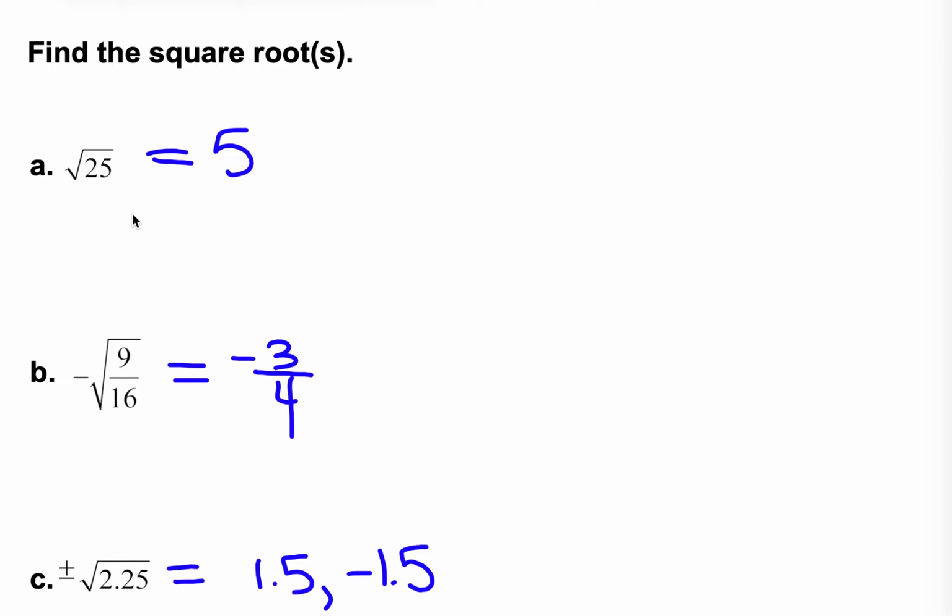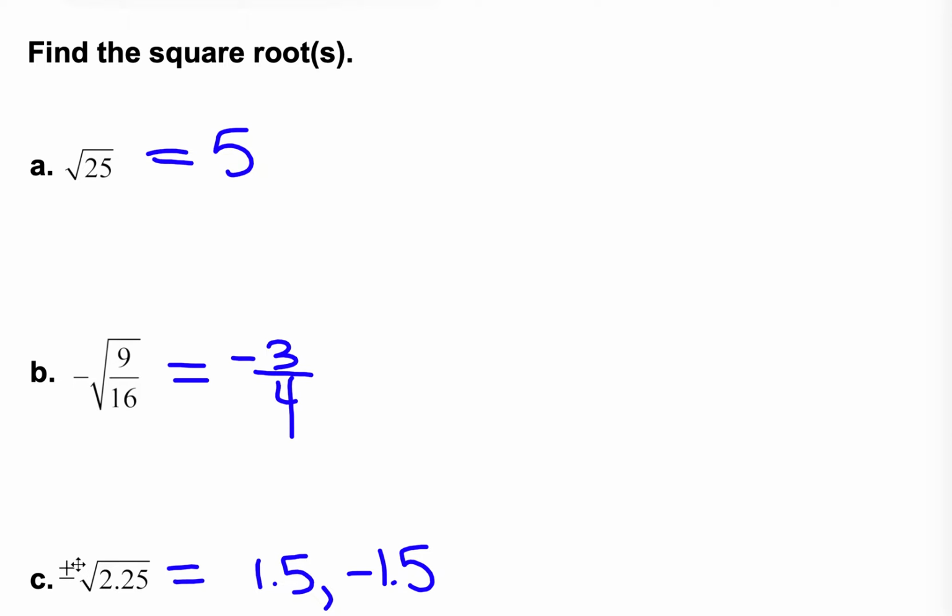Now when we have a fraction like B here, we have the negative square root of 9/16. You can find the square root of the numerator and the denominator separately and then write your fraction. So square root of 9 would be 3. 3 times 3 is 9. Square root of 16 is 4. 4 times 4 is 16. So when we do the square root of 9/16, that's going to be 3/4, and it's negative because they gave us that negative sign. All right, and then for our last one, the square root of 2 and 25/100.